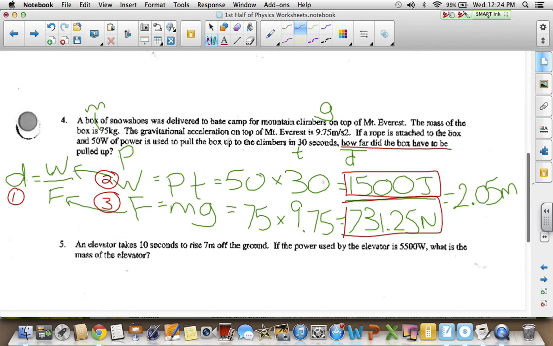731.25. Now if we go back to our initial equation, distance is work divided by force, we now have 1,500 divided by 731.25, with our answer being 2.05 meters. So it's again one of those examples where you've got to be able to work backwards to work forwards with it.